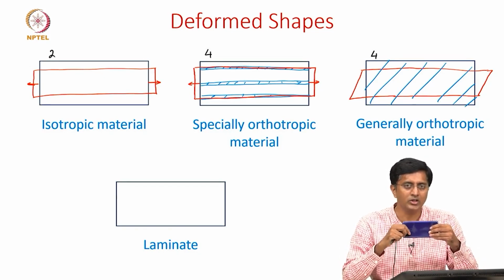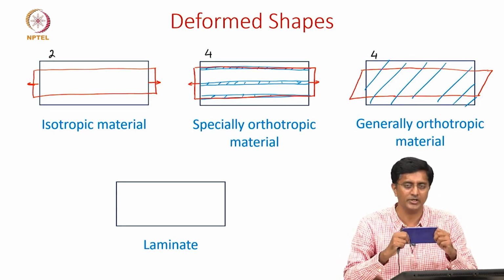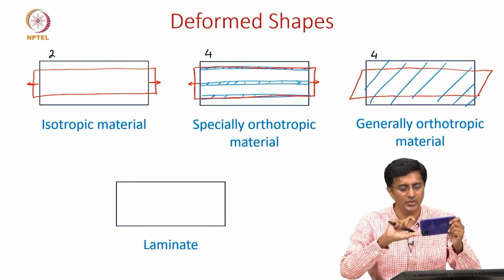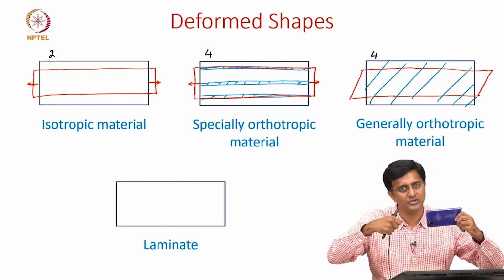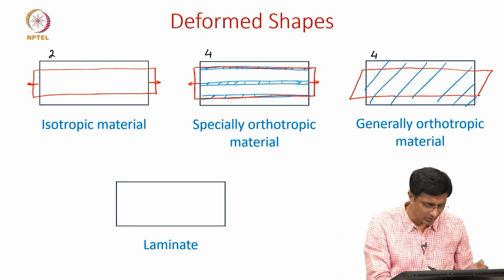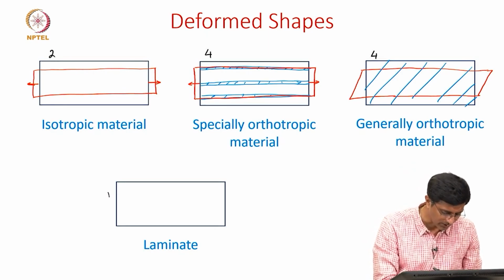In addition to all these, we also see a twist happening in the laminate, meaning in addition to the normal strains and the shear strains, there is also a twist, meaning even though we are applying an extension load, it twists. So it's hard to show it here, but it will be something like this.